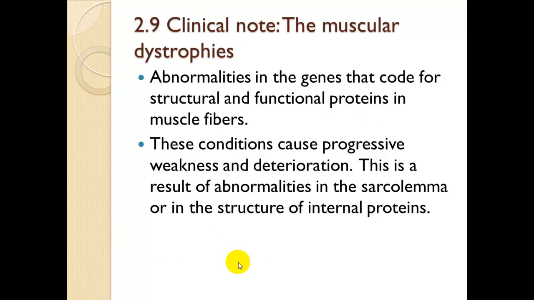Clinical note, the muscular dystrophies. Muscular dystrophy is abnormalities in the genes that code for structural and functional proteins in the muscle fibers. These conditions cause progressive weakness and deterioration. This is a result of abnormalities in the sarcolemma or in the structure of internal proteins.